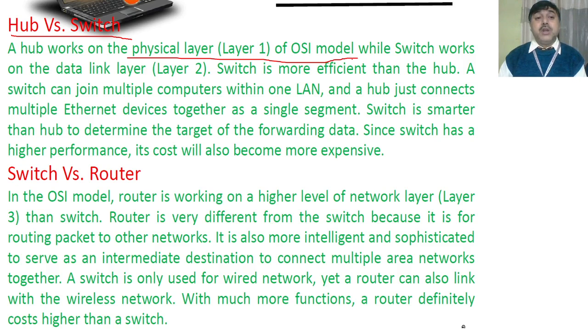In this model there are different layers, 7 layers. Under the 7 layers, the first layer is the physical layer. The second layer is the data link layer, isn't it? So hub works in the first layer and switches work in the second layer. As hub works in the first layer and switches in the second layer, the switches are much more effective than the hub.